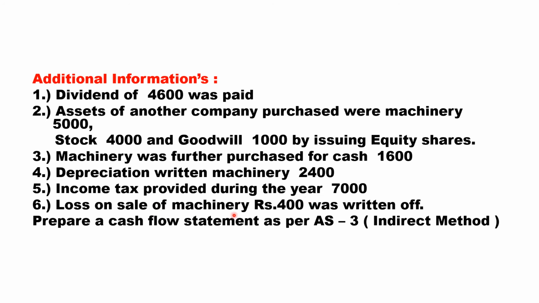Loss on sale of machinery 400 was written off. So machinery was sold. For how much it is sold, we don't know, so we need to find it out. Loss on sale of machinery 400 was written off means it will come in operating activity. Prepare cash flow statement as per indirect method, AS 3.